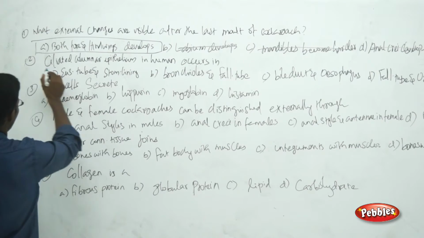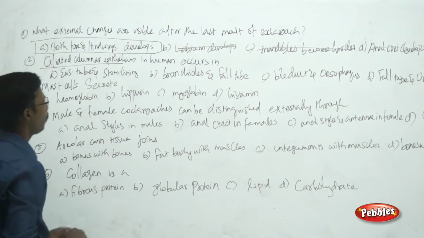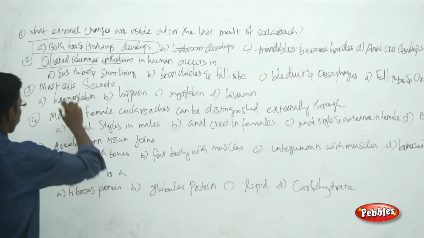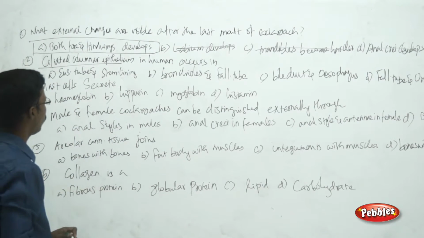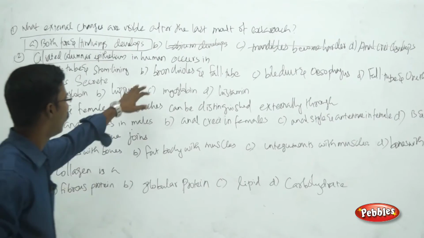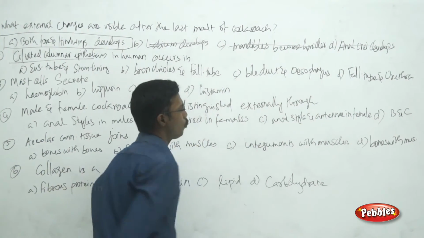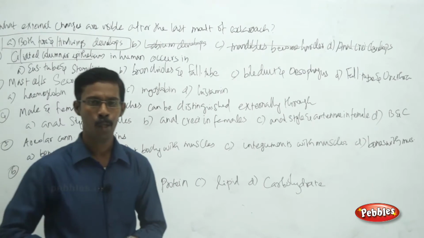Okay. And see the next question. The ciliated columnar epithelium in human occurs in which location? Okay. And there are some choices: eustachian tube, stomach lining, bronchioles and fallopian tube. Okay. Bile duct and esophagus, fallopian tube and urethra.